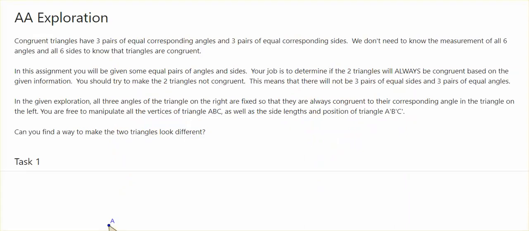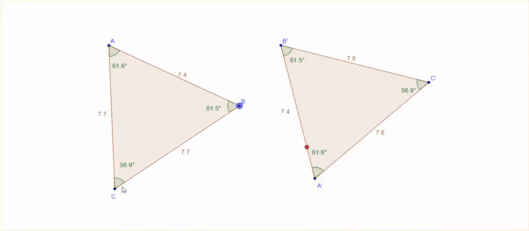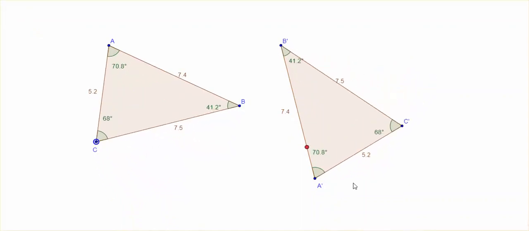In GeoGebra, you're going to be presented with different information. First, we're going to look at angles. So in this problem, we were given the measurement of 3 angles. Those cannot be changed no matter how I try to move the dots. You'll notice if I change the size of the angles in one, the other one changes as well. What I want to see is, is there some way that I could make these 2 triangles look different?